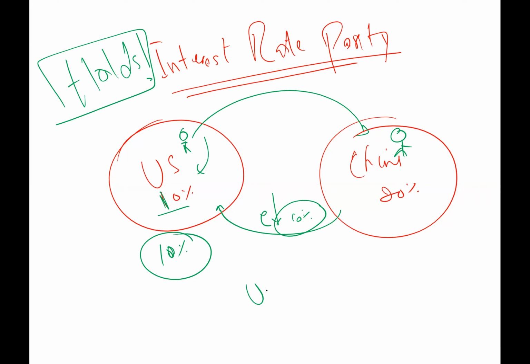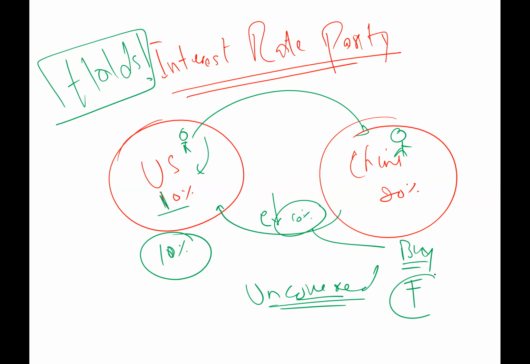That's why it says uncovered. In order to get more profit, how can you cover this position? By buying forward in advance to eliminate this exchange risk.